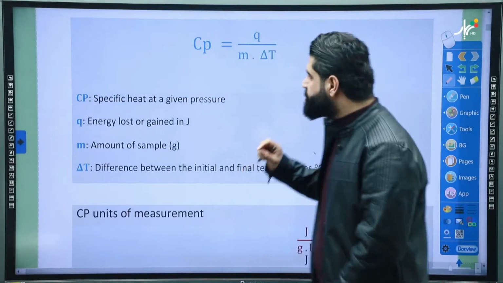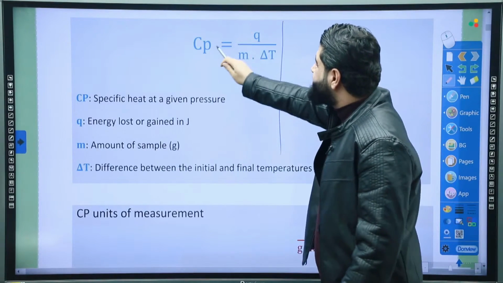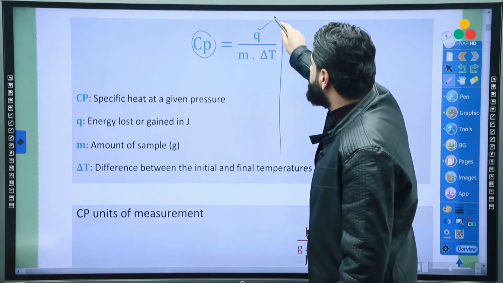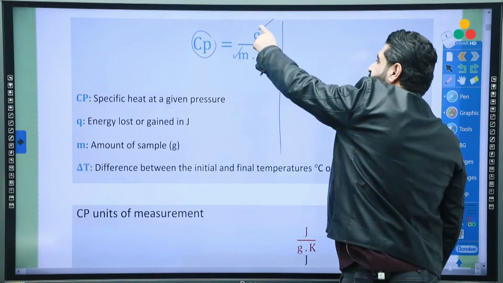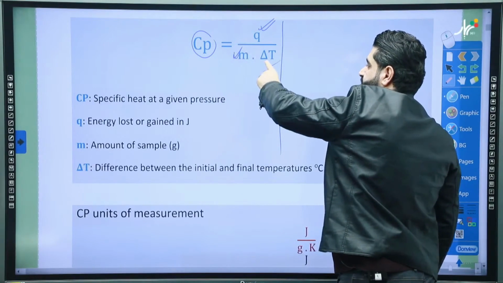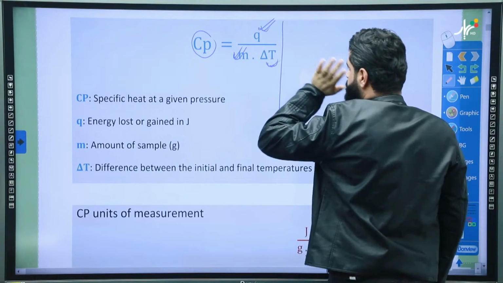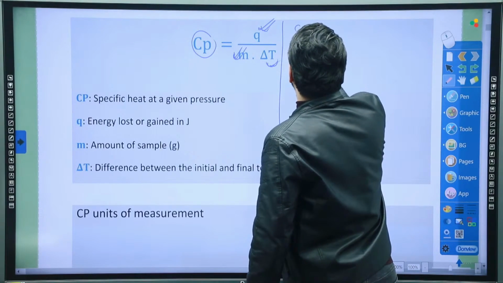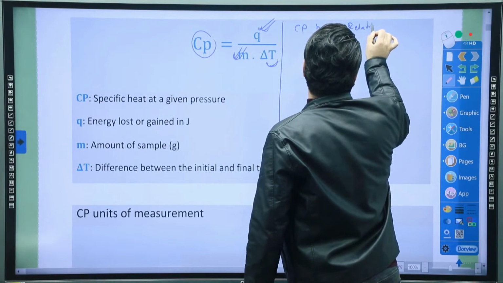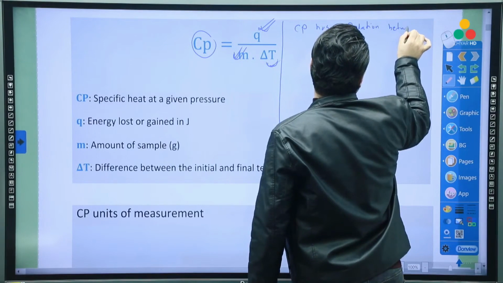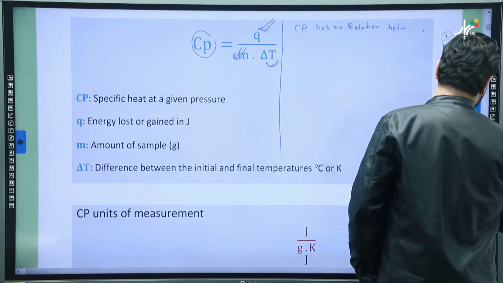Write down each of these things. It's very important. Cp does not depend on Q, on M, on delta T. Cp cannot be changed by changing M, delta T, Q. So Cp has no relation with Q, M, delta T.